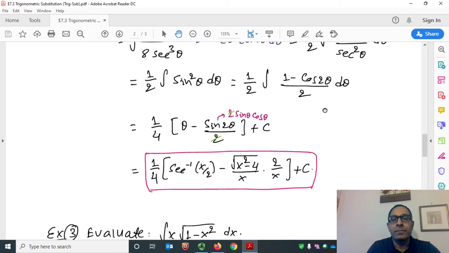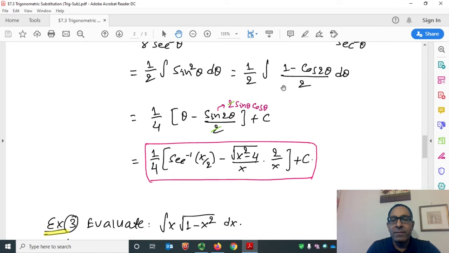Let me scroll down. So then 1/2, and pull the 1/2 out, so 1/4 constant outside. Integral of 1 with respect to theta is simply theta, minus the integral of cosine 2 theta, which is sine 2 theta over 2, plus constant of integration c. Now we can use the trig identity again. Sine 2 theta is 2 sine theta cosine theta. Then we can cancel the 2. So I have 1/4 times theta minus sine theta cosine theta plus c.